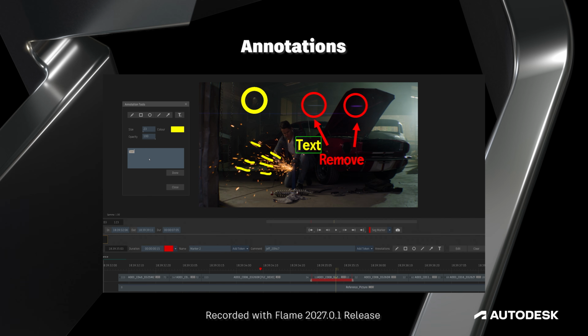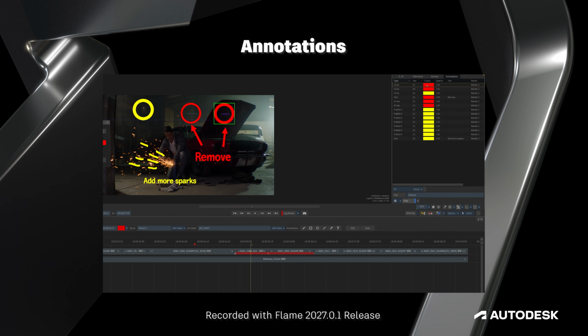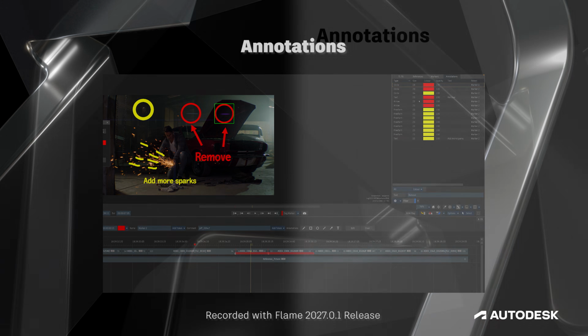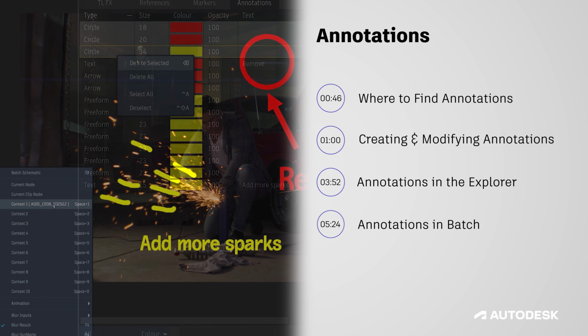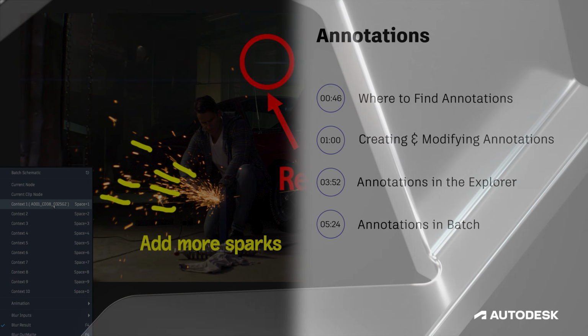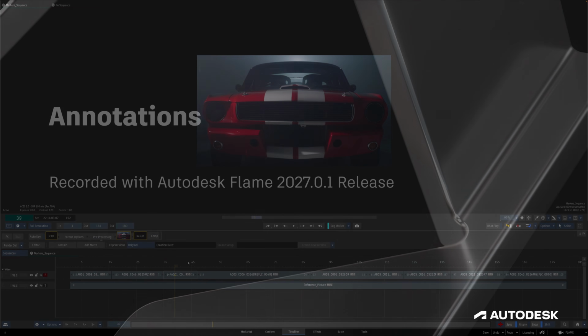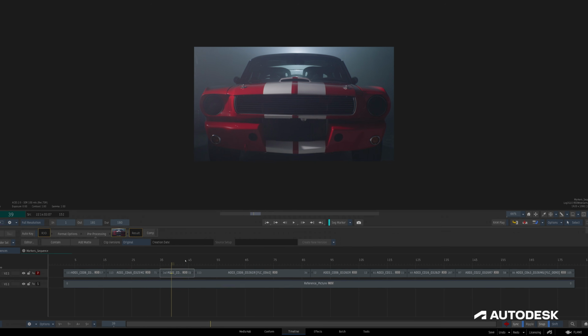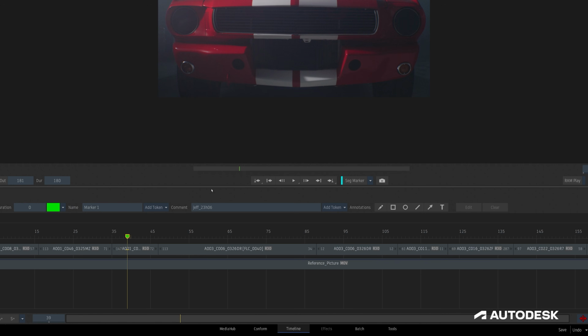The Flame 2027 release brings us a brand new way to mark up, draw on, and add notes to our images throughout the application in the form of the Annotations tool. In this video, we'll be covering where to find the Annotations tool, how it works, and how to use it on your next project. Annotations are built on top of markers, and in this release, markers have seen a handful of changes, so if you haven't already, be sure to check out our video dedicated to markers for this release.